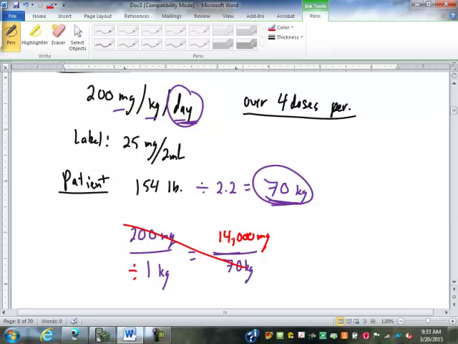So we know that this patient is going to get 14,000 milligrams. Well, 14,000 milligrams per what? Per day. So that time does come back into this. This is still per day.